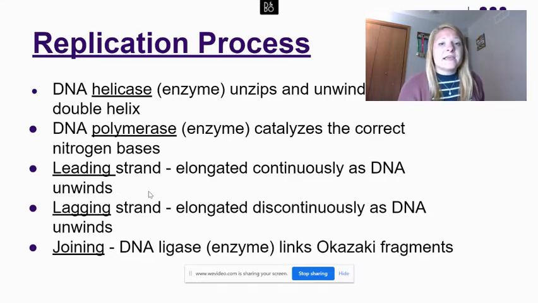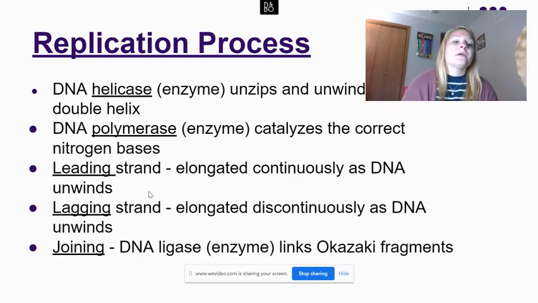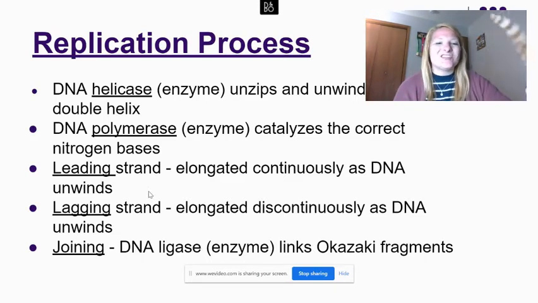DNA helicase helps unzip and unwind the DNA from the double helix. Remember from our Gizmo, how we said it copies by unwinding and untwisting. You can't copy something that's all twisted up like this. You want to unfold it and then unzip it so that you can make an identical copy. And then DNA polymerase is another enzyme that catalyzes or creates the correct nitrogen bases. You know how A pairs with T, it's going to pair those correctly on the new strand.